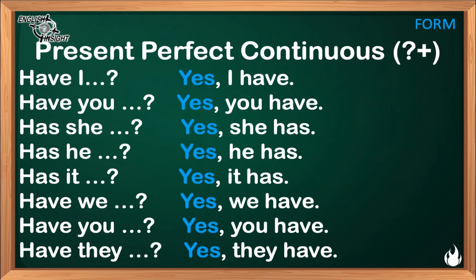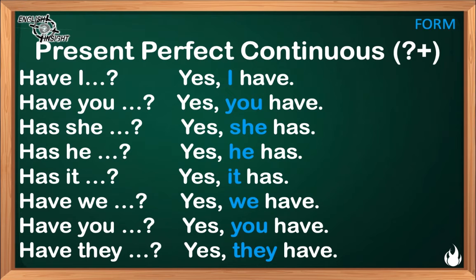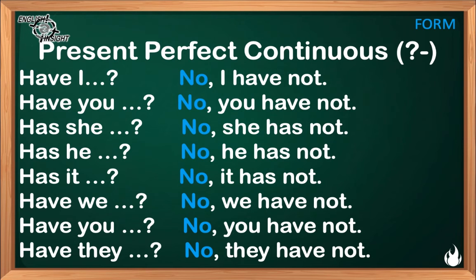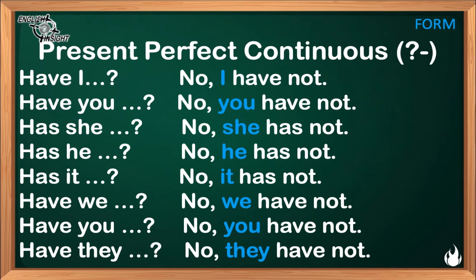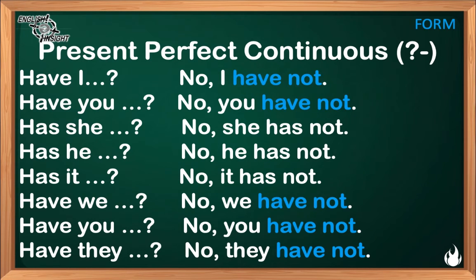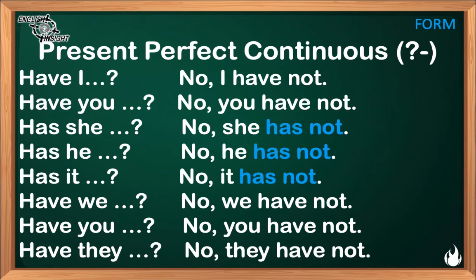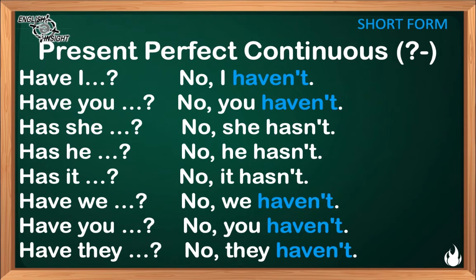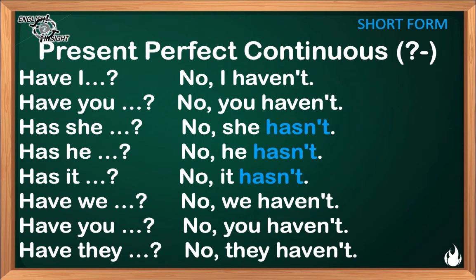For the affirmative answers, we commence with the word yes, then the subject, and the auxiliary have or has accordingly. On the other hand, the negative answers commence with the word no, the subject, the auxiliary have not, or has not accordingly. And it is also possible to use the contraction in negative sentences. In this case, haven't and hasn't.